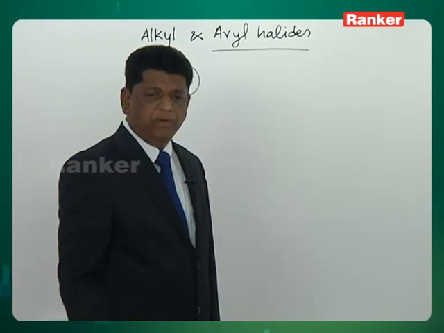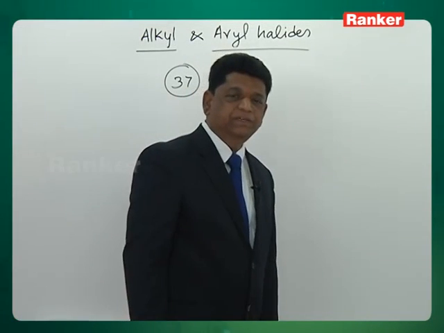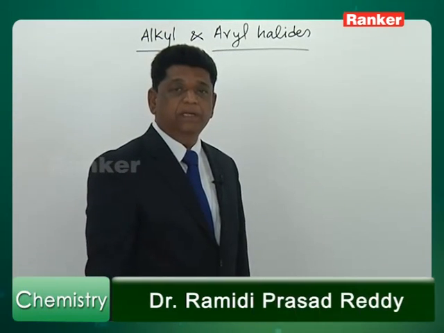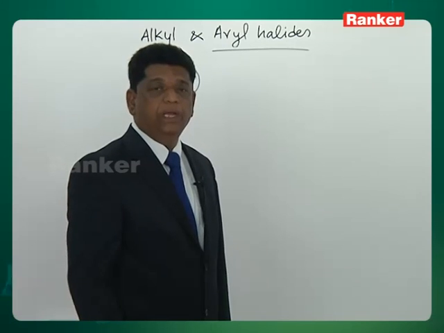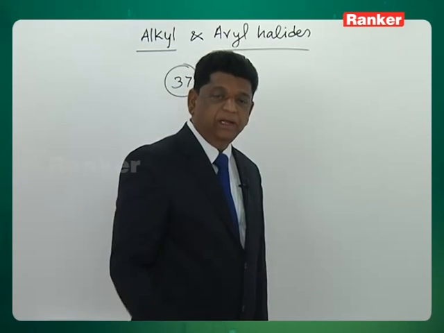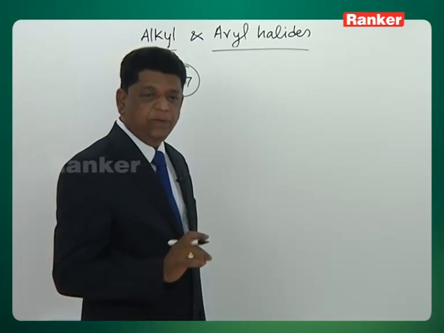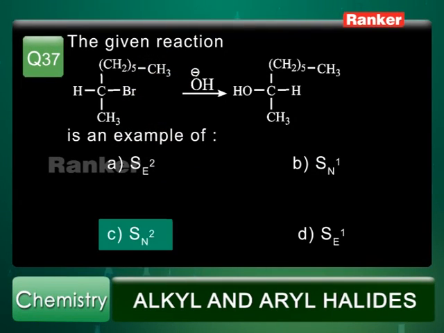So here are the examples he is asking. The first one is substitution electrophilic bimolecular, then substitution nucleophilic unimolecular, substitution nucleophilic bimolecular, and substitution electrophilic unimolecular. In this reaction it is a substitution nucleophilic; specifically, 100% inversion in configuration always takes place in the SN2 reaction. In SN1 reaction, there is a carbocation, and you will get a D and L mixture. Just inversion is asked here, so it goes to the SN2 type of reaction. So option C is the right answer.